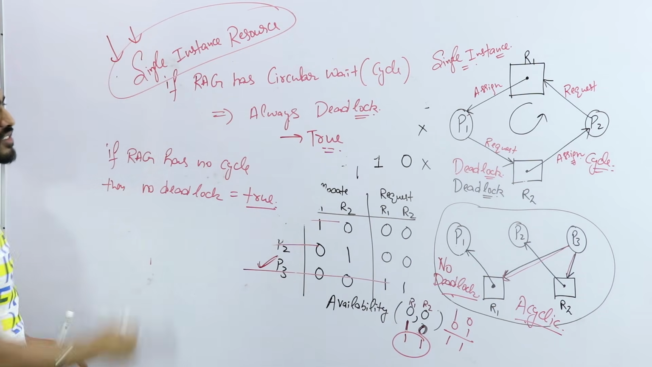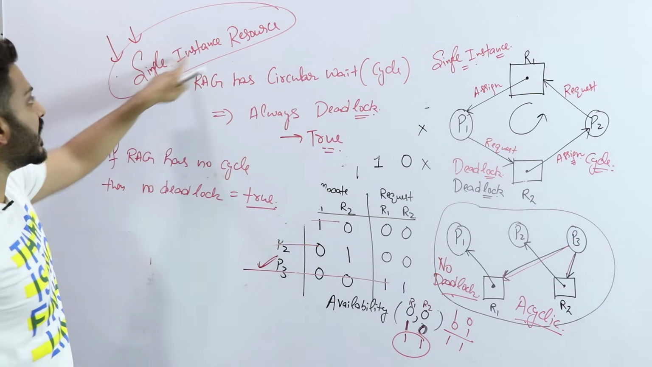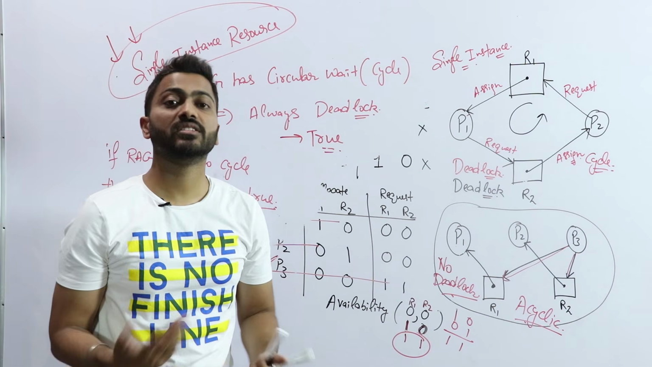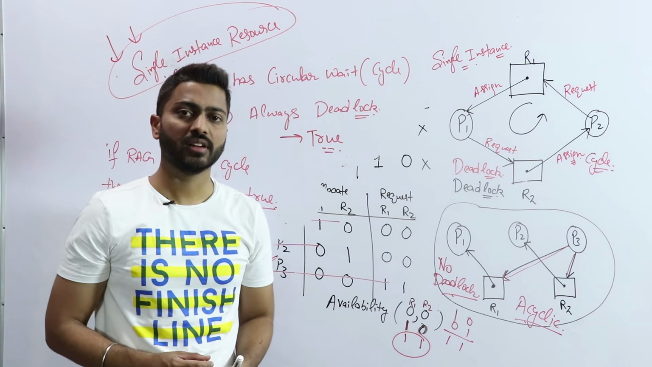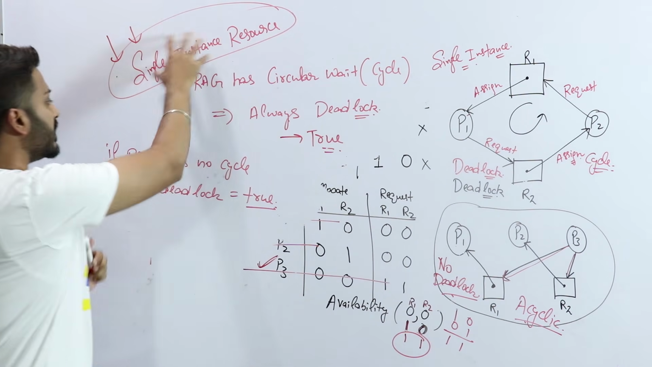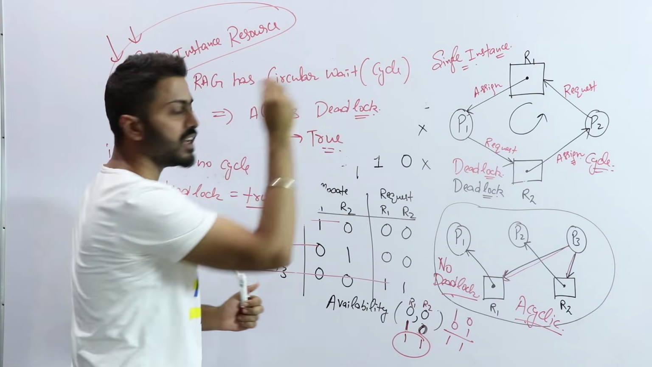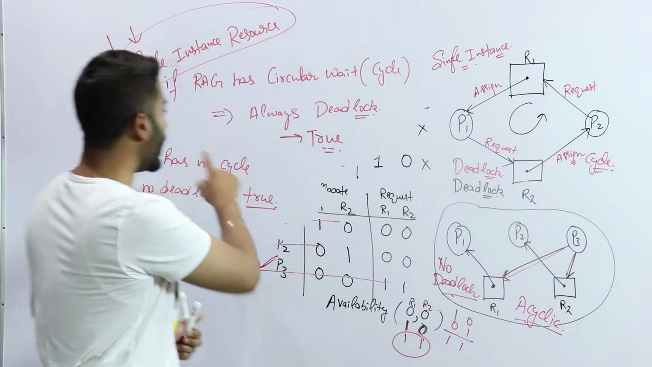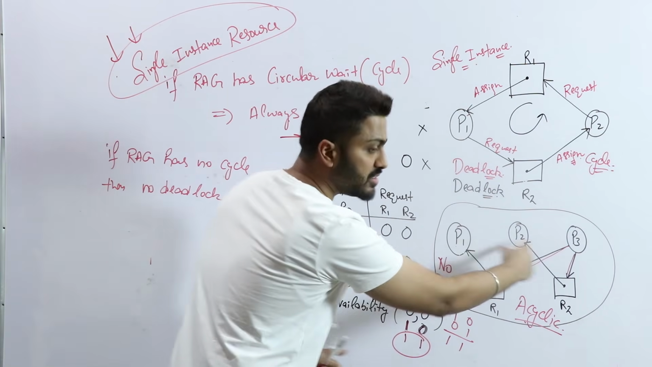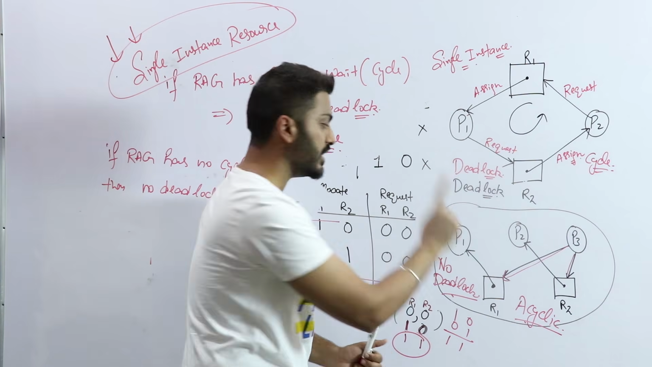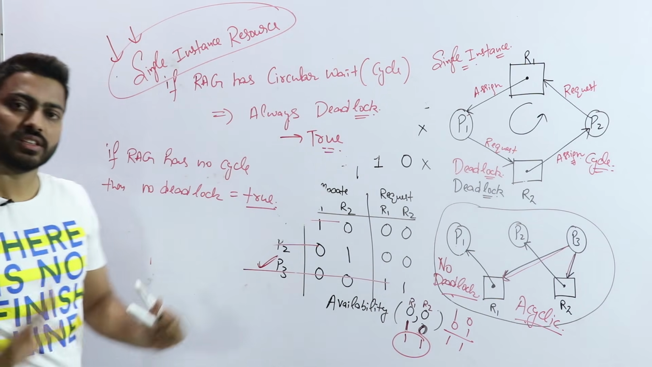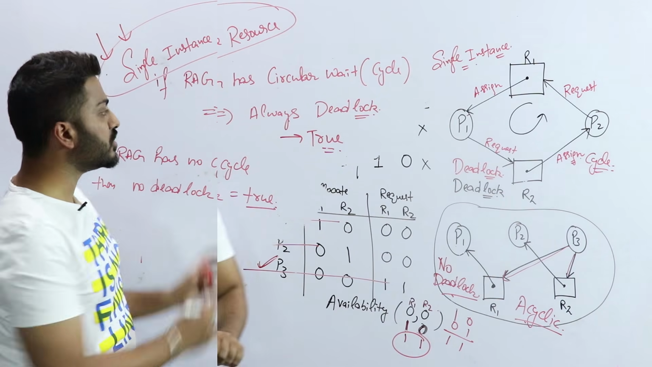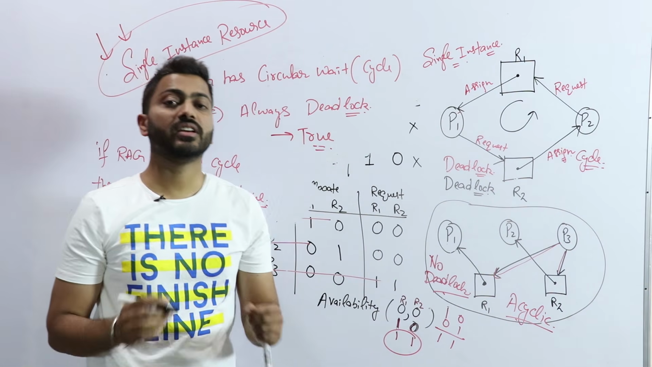So both the statements are true, but only in the case of single instance, because till now I haven't discussed the multiple instance. Multiple instance we will be talking about in the next video. So in the single instance, if there is a RAG and it contains a cycle like this, there will always be a deadlock. And if the RAG is not containing any cycle but is a single instance, then there will be no deadlock. That is also true. So these two points are very important. This is all about the RAG with a single instance.